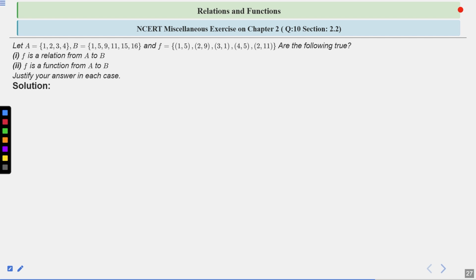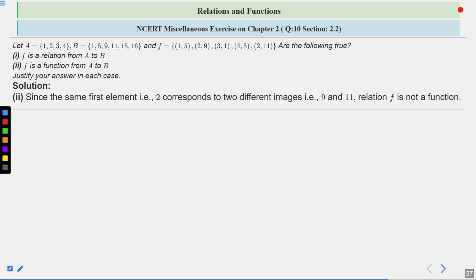Now for the second, just observe that this element 2 from the domain set has 2 different images. So this is not a function. Why? Because in a function you want every element from the domain set to have one and only one image. Clear?